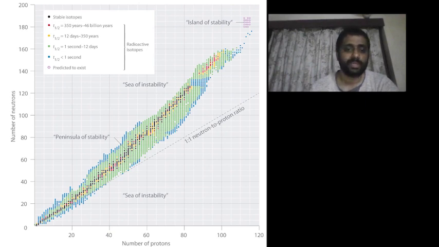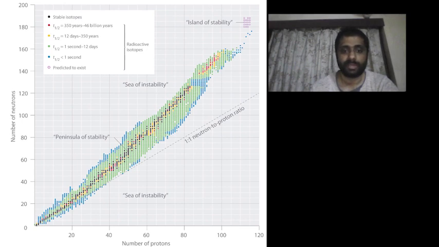One of the main reasons is that when the atomic mass number is very low, that means when the number of protons is very low, the number of neutrons is more or less equal to the number of protons. But as the number of protons increases, the number of neutrons increases more than the number of protons.